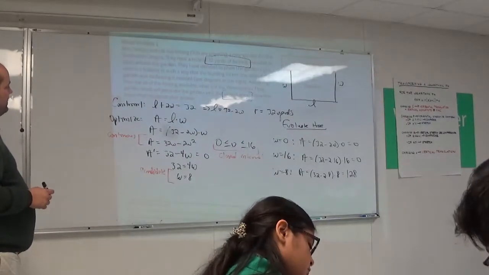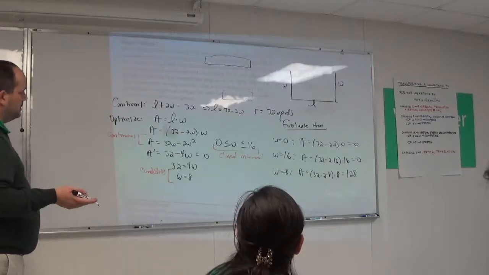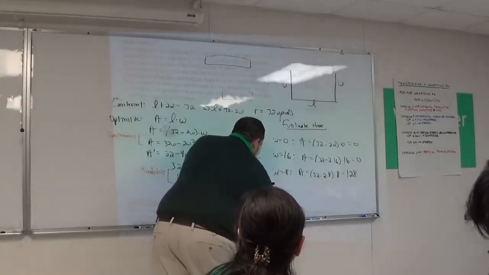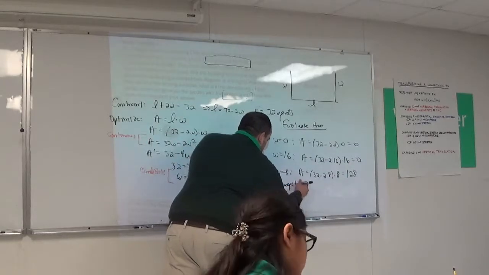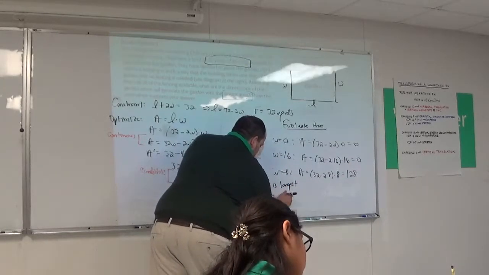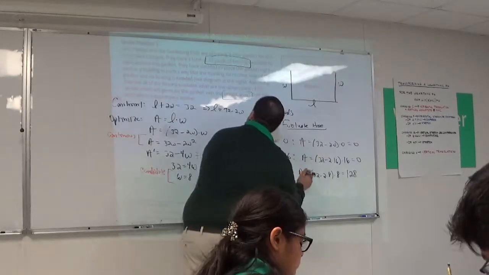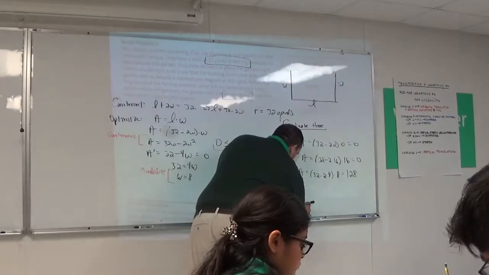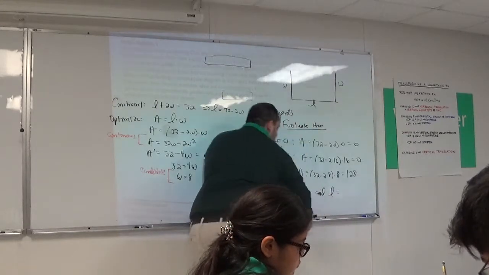Assuming they use all the fencing available, what are the dimensions of the garden which generate the largest area? And the width is 8. Okay, area is largest when width is, what did we say? 8, I need units. Yards. Yards. Okay, and what's the length? 4. Yeah.